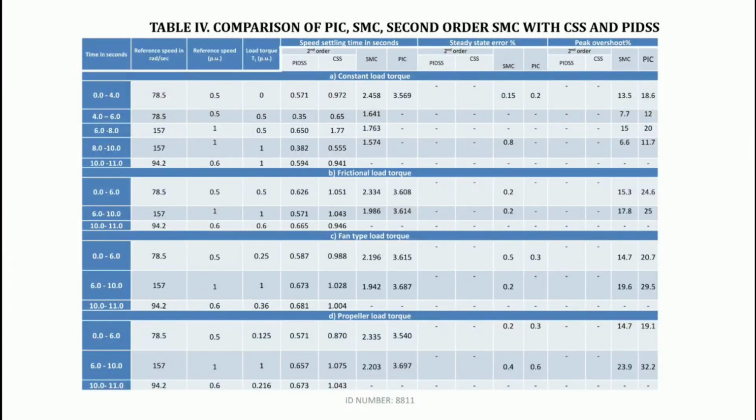Table 4 represents the comparison of PIC, SMC, second order SMC with classical sliding surface and proportional integral derivative sliding surface. Table 4 represents the speed settling time in seconds, steady state error in percentage and peak overshoot in percentage for various time periods.